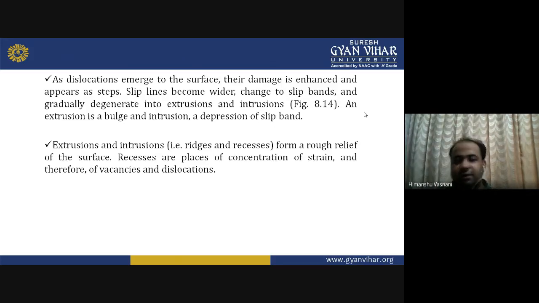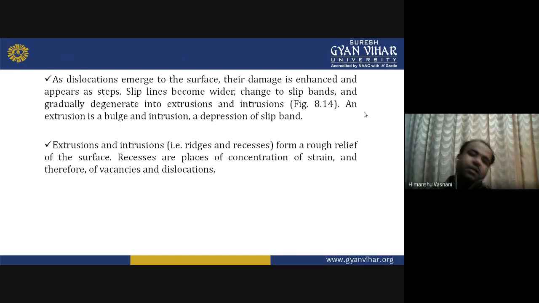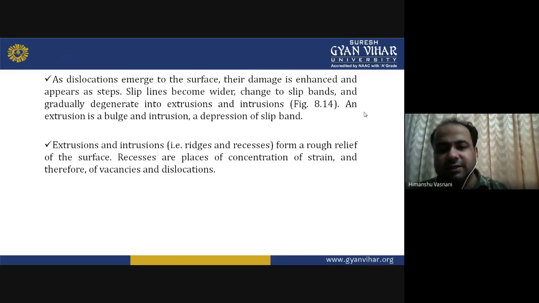Now, extrusions and intrusions, that is ridges and recesses, form a rough relief of the surface. Recesses are places of concentration of strain, and therefore of vacancies and dislocations. Understand how useful these recesses can be.